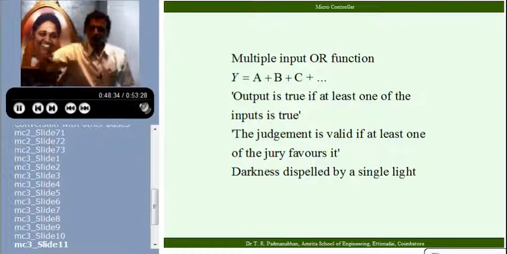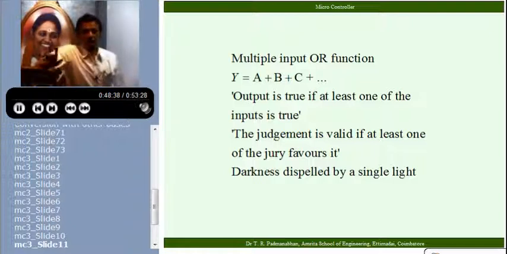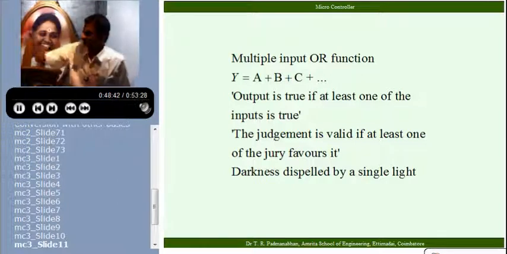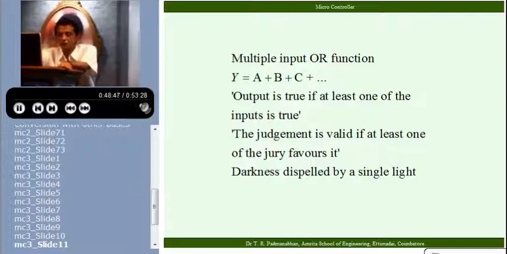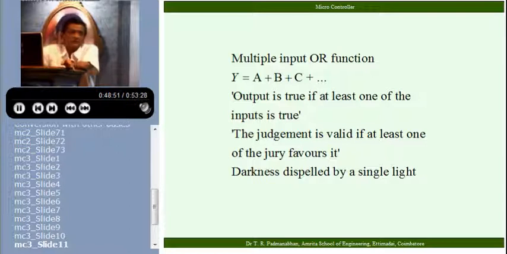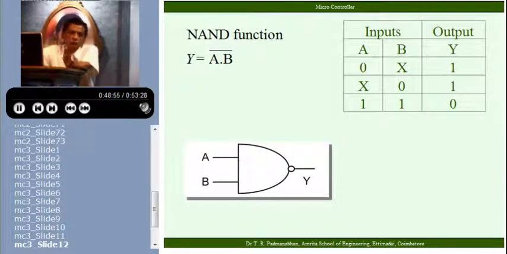I think the French law, they have a way of looking at things. So the OR gate is something like this. If any one jury says, you shoot him, he shall be shot. It is equal to saying, darkness dispelled by a single light. In the whole room, if there is one light, that is enough to dispel the darkness. One Amma is enough to enlighten the whole world. It is something like that.